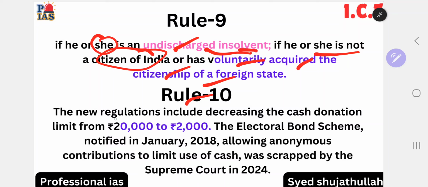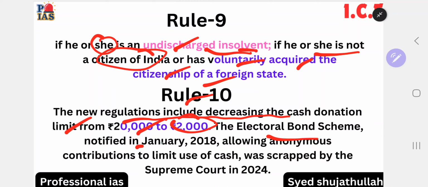Rule number 10. The new regulations include decreasing the cash donation limit from 20,000 to 2,000. Cash donation means a particular person cannot give more than 2000 rupees to a political party. But what we have seen in the electoral bonds is that a humongous amount of money has been plunged into various political parties, and they are riding on it. That is not actually fair elections. So the Supreme Court has struck down the electoral bond scheme, and the RP Act has mandated that not more than 2000 rupees will be donated by an individual to a political party.